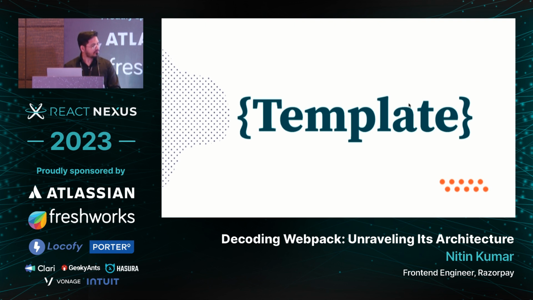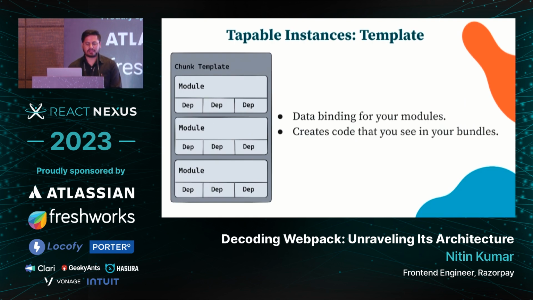The next Tapable instance is template. So template is what a chunk looks like. Has any one of you actually gone into the bundle.js file and seen how Webpack outputs that bundle? Nice. So that is basically the template. You can think of the template like the JSX you write inside React. Module, you can think of like the props you pass. So we define how we want to create the bundle here. And once the bundle is created, that's the output you see in bundle.js.